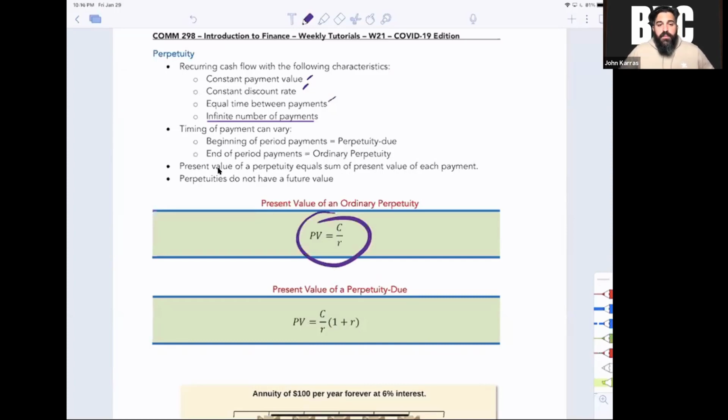That's all it is. The present value of a perpetuity is the cash flow divided by the rate. Notice that there's no T because it goes on forever, so there's no time. There's no future value, again, because there's no end. So when it comes to perpetuities, all you're really finding is the present value. If it's a perpetuity due, it's the same thing. It's the ordinary multiplied by 1 plus R, the same principle as before.